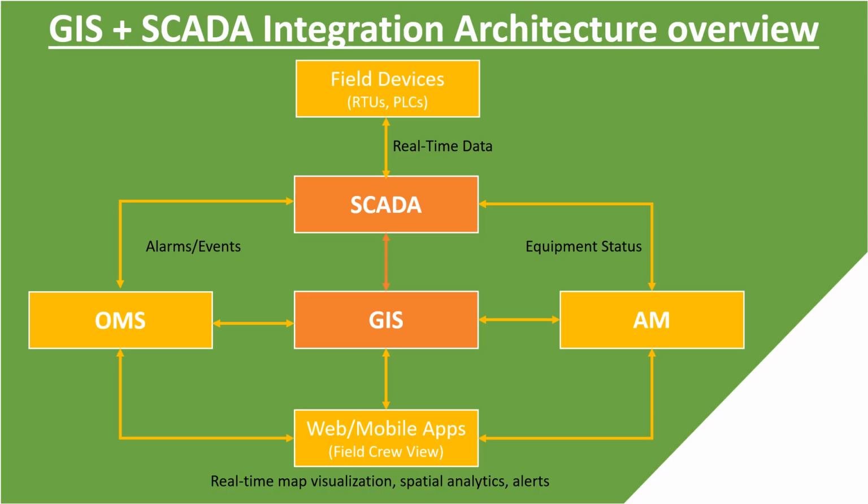And the GIS has field web maps and mobile apps, which the field crew can use for real-time map visualization, spatial analytics, and alerts.